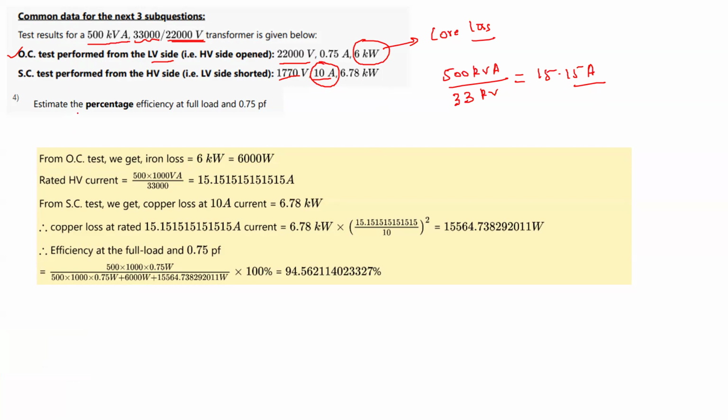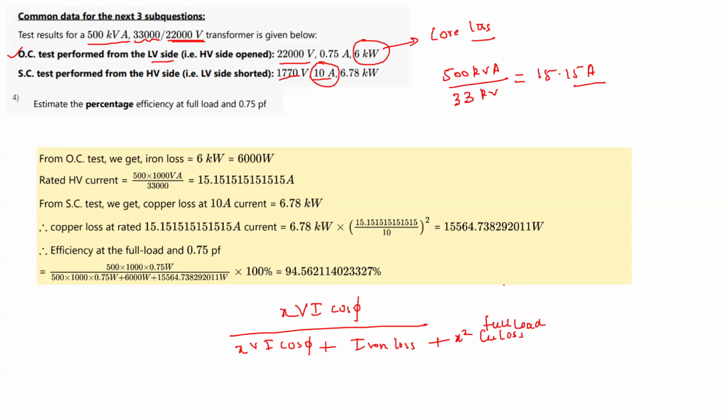Okay, now what we have to do, we have to determine the percentage efficiency at full load and 0.75 power factor. Okay, so as we know, what is the formula of efficiency? Efficiency is, because it is full load, so X is 1. Okay, so X VI cos phi by X VI cos phi plus iron loss plus X square, basically full load copper loss. Okay, because we have to determine the efficiency at full load only.